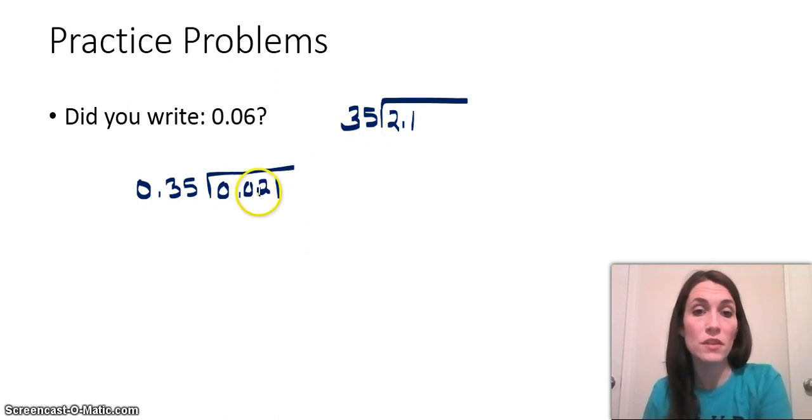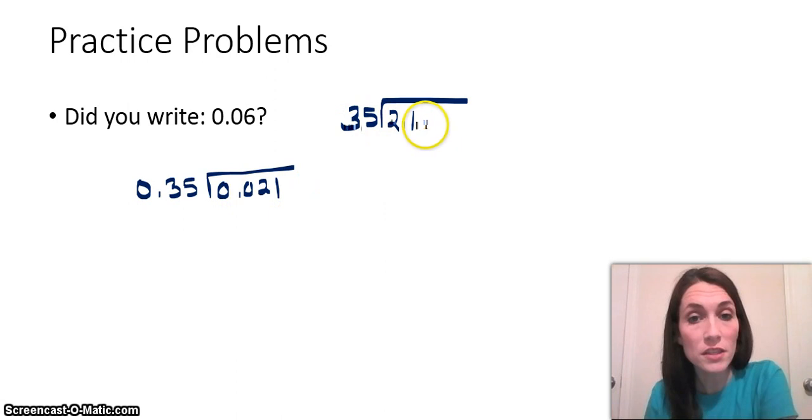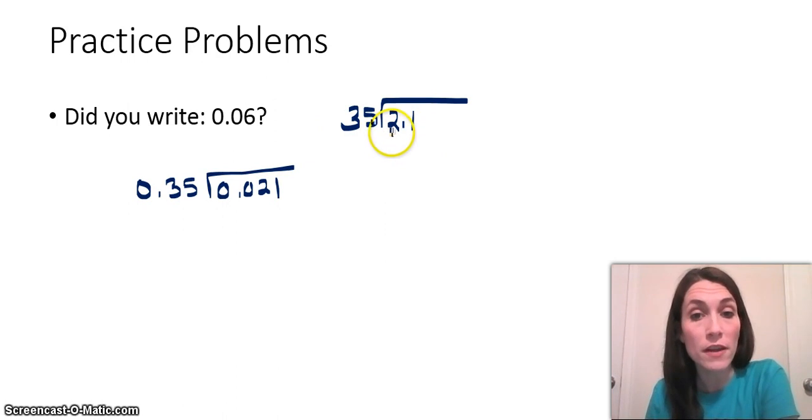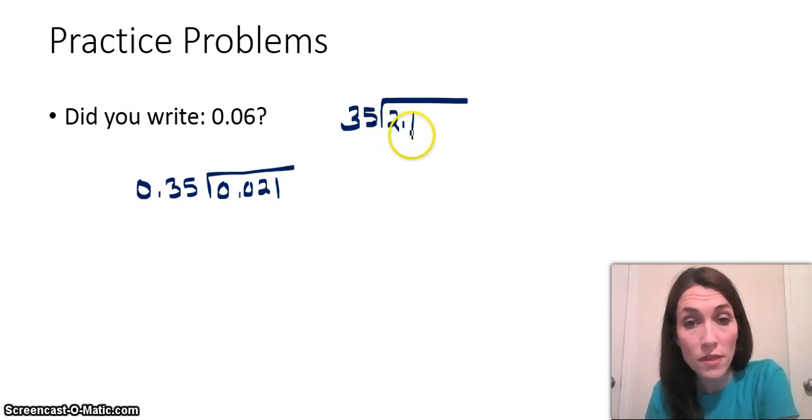I'm just going to get rid of those other zeros just so it doesn't confuse us. Okay, now let's take a look at this problem. We have a little bit more division to take care of in this problem. We can't make a group of 35 out of 2 things or out of 21 things. So I'm going to go ahead and put my zeros here to hold the place. 35 times 0 is 0. We're going to divide, multiply, subtract, and then bring down.